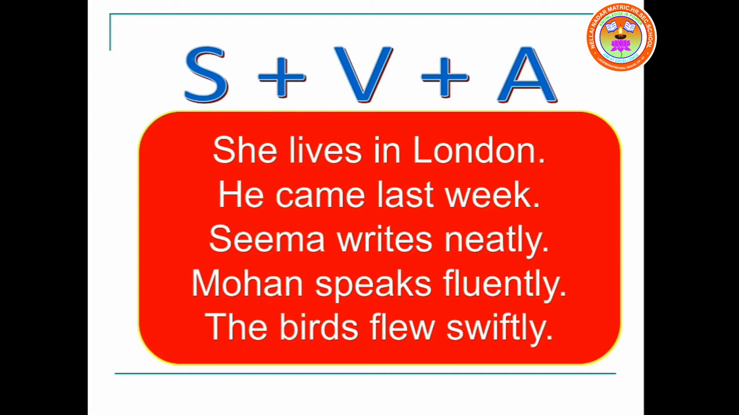Next pattern is subject, verb, adjunct. SVA. Examples: She lives in London. He came last week. Seema writes neatly. Mohan speaks fluently. The birds flew swiftly.